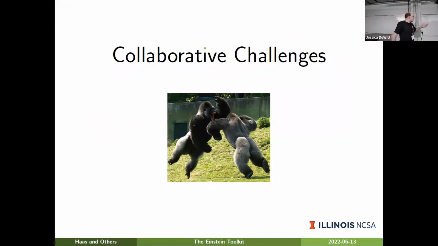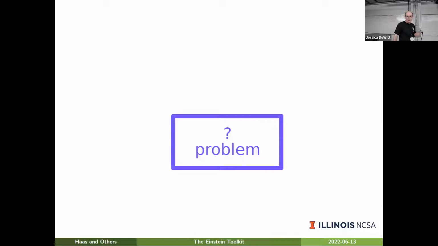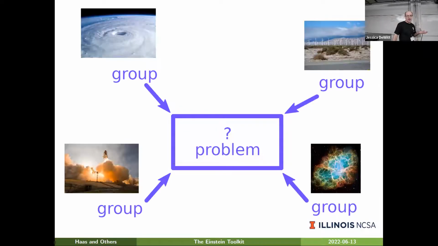Okay. So this is kind of the computational challenges. The other challenge that you will have is collaborative challenges. How do you make it such that you're actually collaborating properly and not quite competing so much as these gorillas do? So you have typically a scientific problem, and then you have maybe multiple groups with different problems.